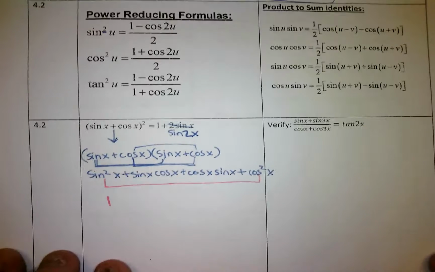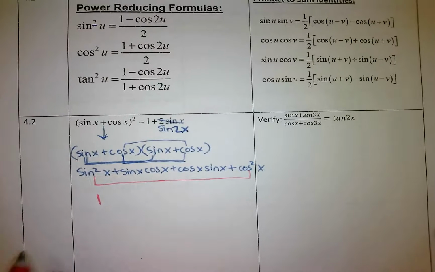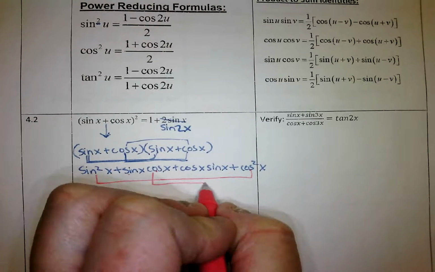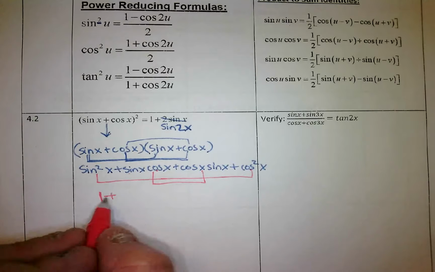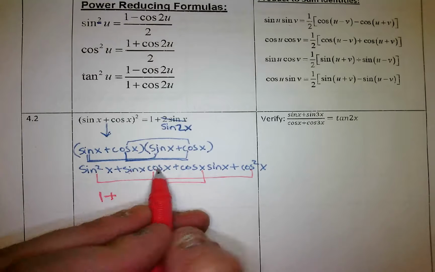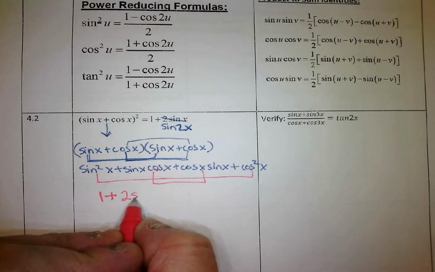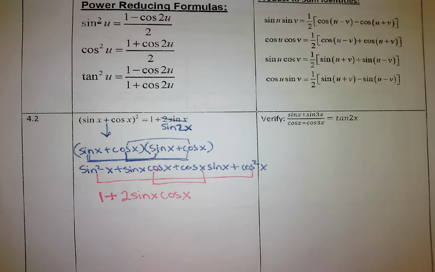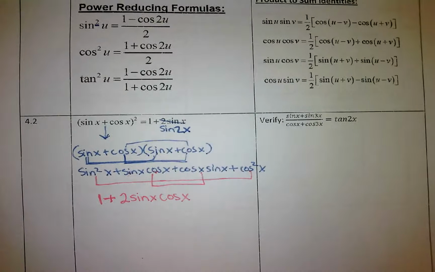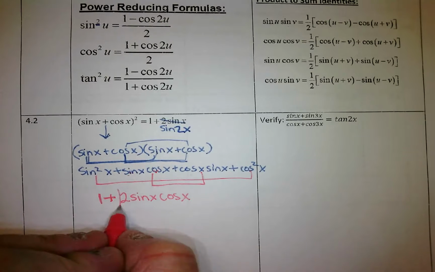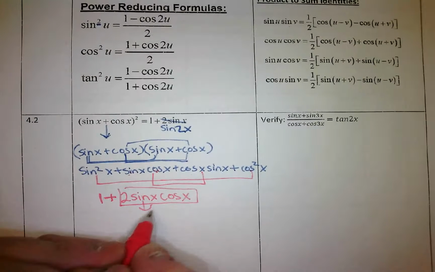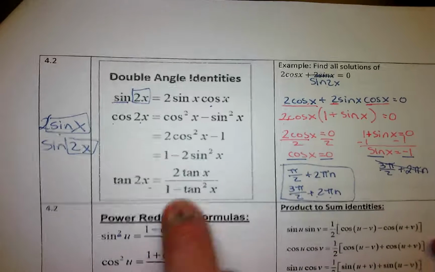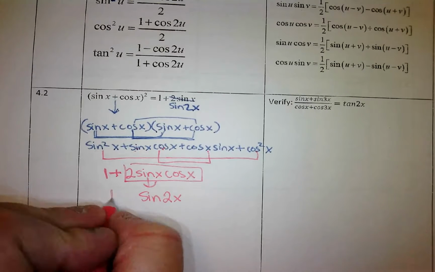The next thing I see is that I have a sine x cosine x plus a cosine x sine x. It doesn't matter if sine or cosine comes first in those multiplications, so I'm just going to say there's 2 sine x times cosine x. Well, that looks almost like this, except we know that 2 sine x cosine x is the same thing as sine 2x because it's one of our double angle identities. So now we have 1 plus sine 2x, which is what we were going for. Remember, I told you that at the beginning.